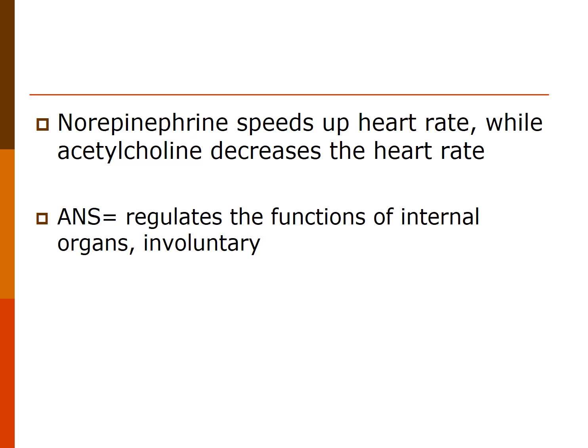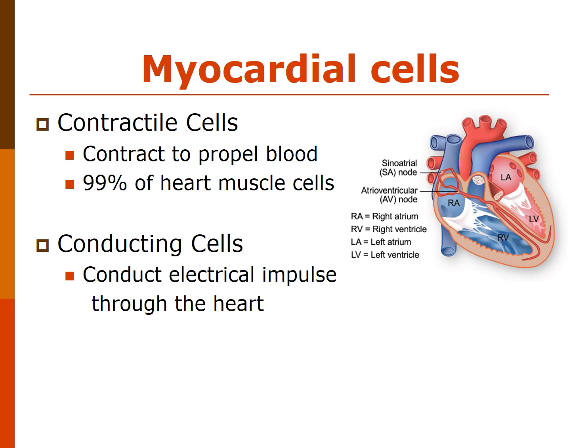Remember that the autonomic nervous system is the division of the nervous system that helps regulate the function of internal organs. If we look at the myocardium and the myocardial cells, 99% of the heart muscle cells are involved in contraction. The other 1% are the conducting cells. These are cells that conduct the electrical impulse throughout the heart.